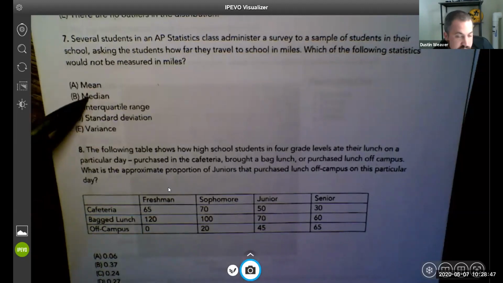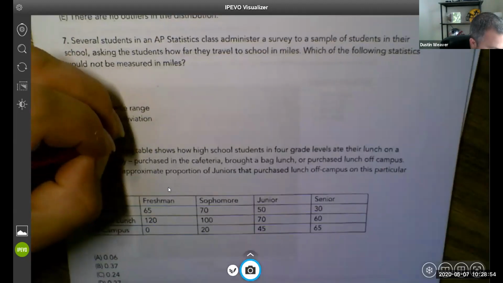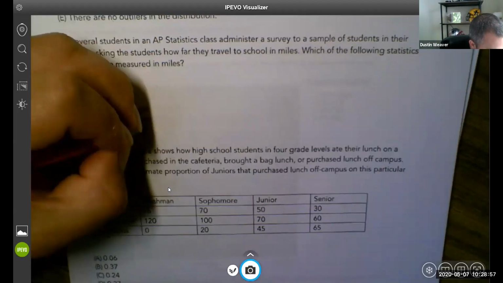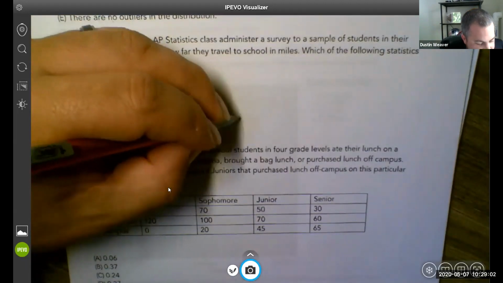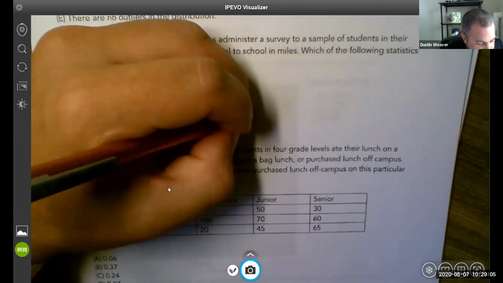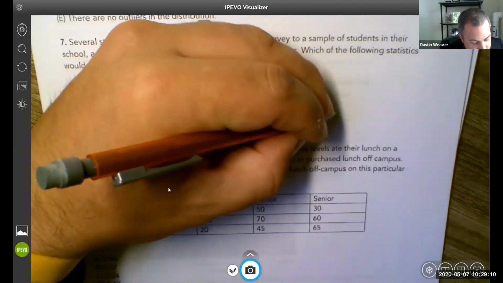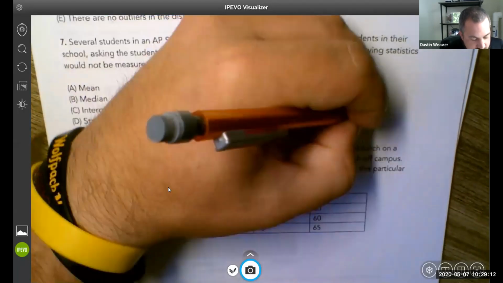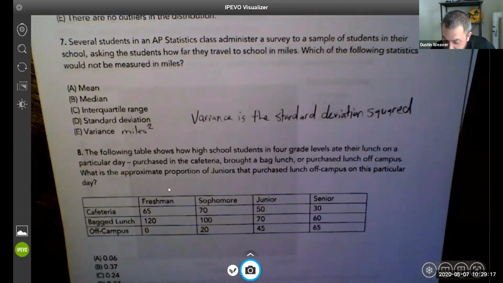So the mean would be in miles, the median would be in miles, the interquartile range would be in miles, the standard deviation would be in miles, the variance would be in miles squared, okay? Because the variance is the standard deviation squared. So the variance would be the only one that wouldn't necessarily be in miles. It would be in miles squared. Okay? So the variance is the standard deviation squared.